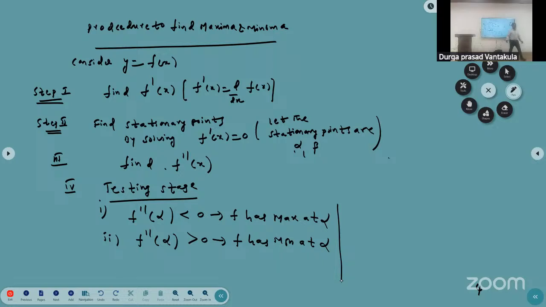See here. In which derivative are we substituting the stationary point? In the second derivative. Which stationary point? Alpha. When f double dash of alpha is less than 0, it is maximum. Greater than 0 is opposite, minimum. Okay. Next.